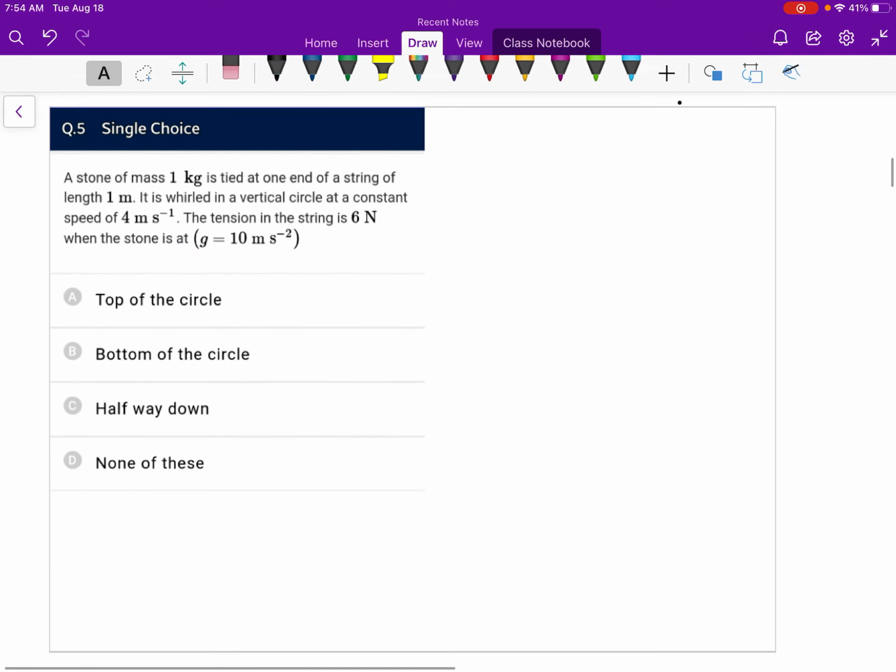A stone is tied at the end, it is whirled in a vertical circle at constant speed.